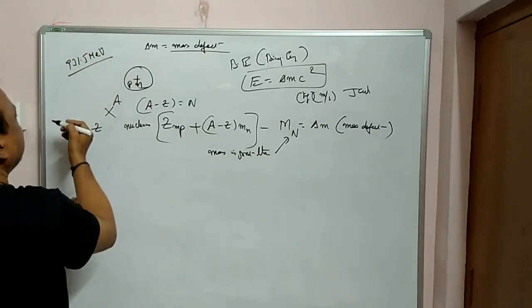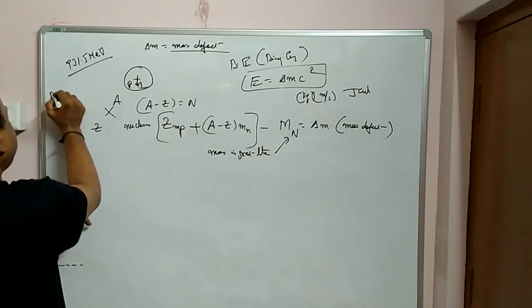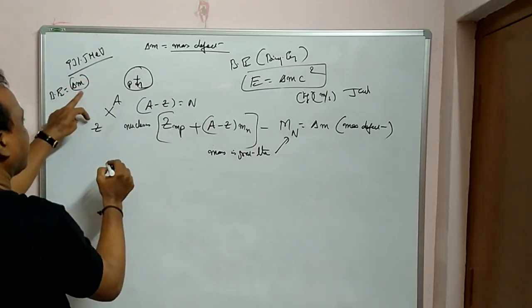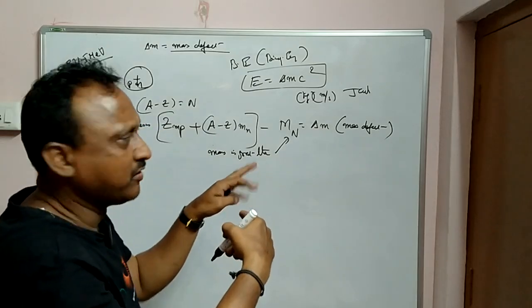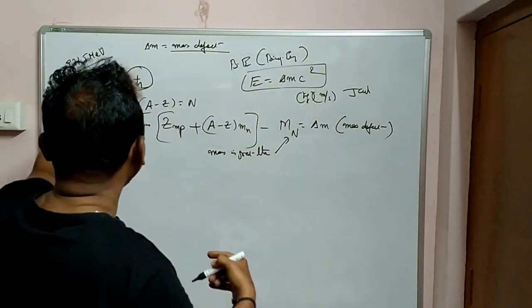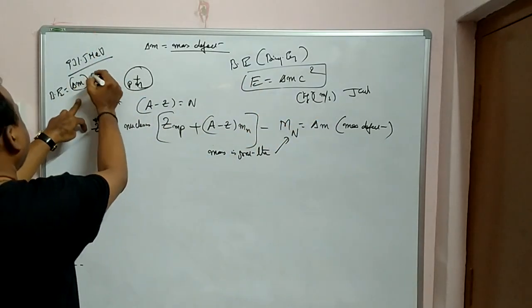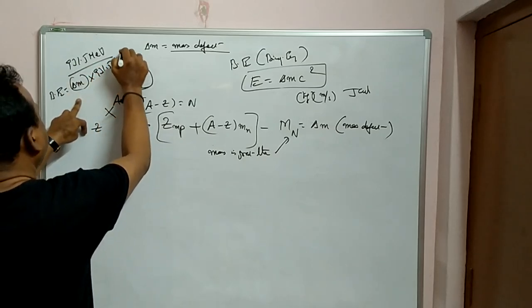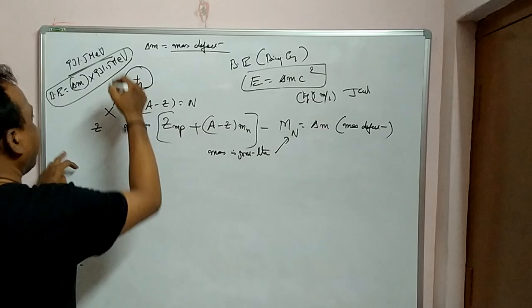Binding energy can be got from delta M, the mass defect, because it is in AMUs. So don't put it in joules. To convert into million electron volts, if you multiply the mass defect with 931.5, you will get the binding energy in million electron volts.